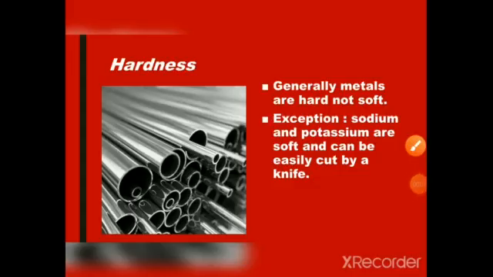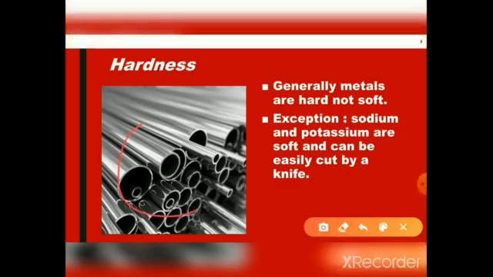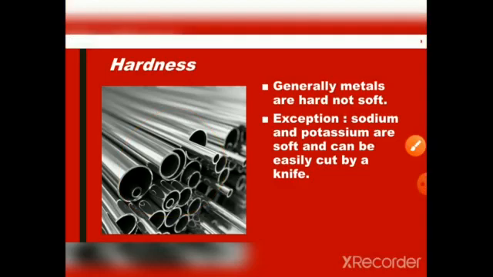Hardness: generally metals are hard and not soft. So these metals are hard here. Exception: sodium and potassium are soft and can be easily cut by a knife.